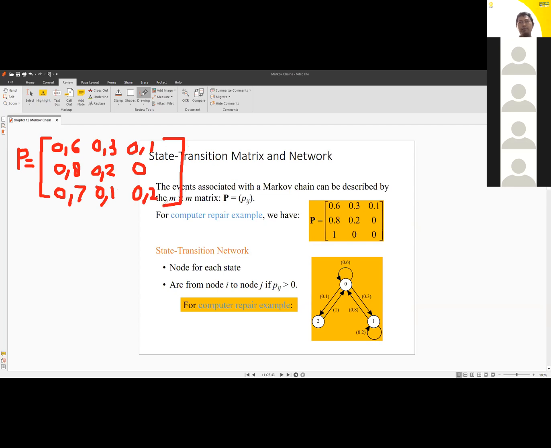Everybody can see, yeah? Please do the exercise by yourself. I have a transition matrix here. Draw the transition network for this transition matrix.